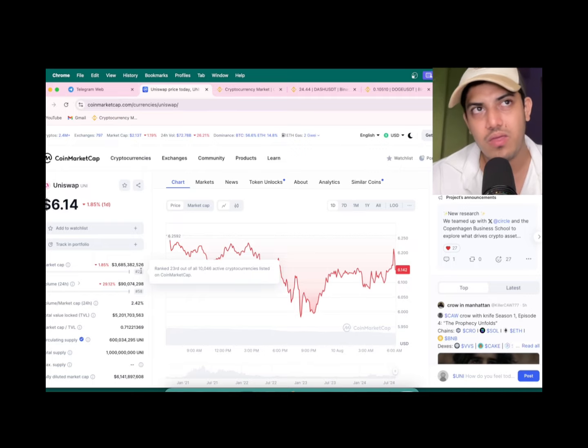Price prediction $1,000, because if you believe in the future, you must invest in Uni, man. Uni, the fifth token. The fourth token we're supposed to have is SHIB. The third token, TWT, Doge, and Dash. These five coins we're supposed to have in our portfolio.